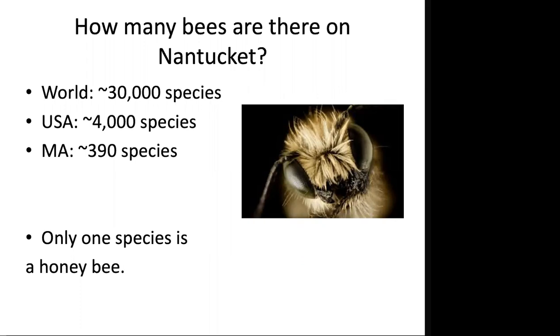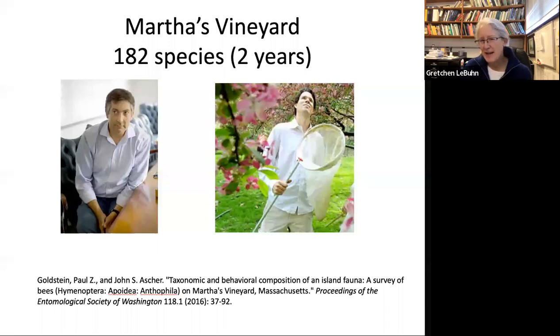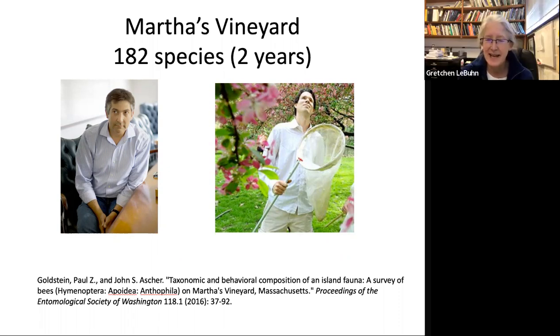Okay, people, I want to hear some guesses of more or less than... okay, 200 was one guess. All right, and we're actually going to give that person a prize because in 2 years of sampling, these two guys, Paul Goldstein, I guess they both have collared shirts, sitting down, and John Asher with the net, surveyed the bees actually out on Martha's Vineyard.